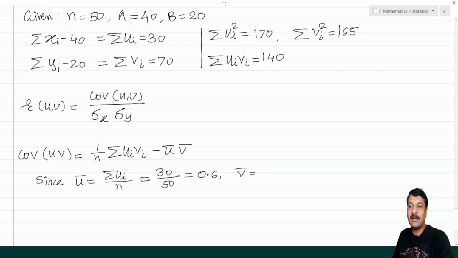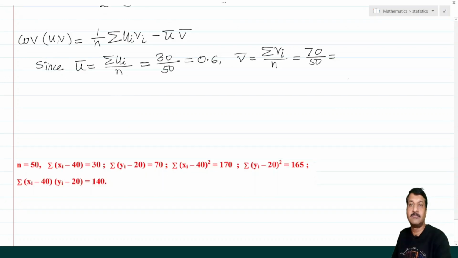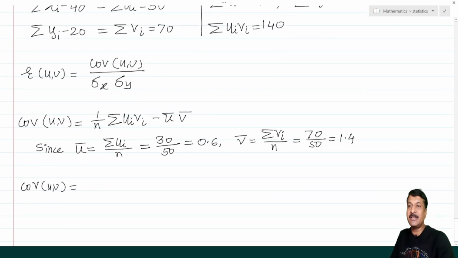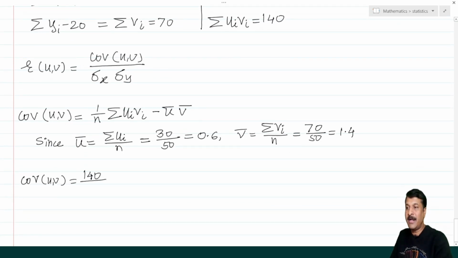What is v bar? Summation of vi upon n. Summation of vi is 70 by 50. So what is this value? It is 1.4. And that is why I can find covariance of uv equal to 1 by n summation of ui vi. Summation of ui vi is 140 divided by n, n means 50, minus u bar v bar. So 0.6 into 1.4. By calculator find this value.